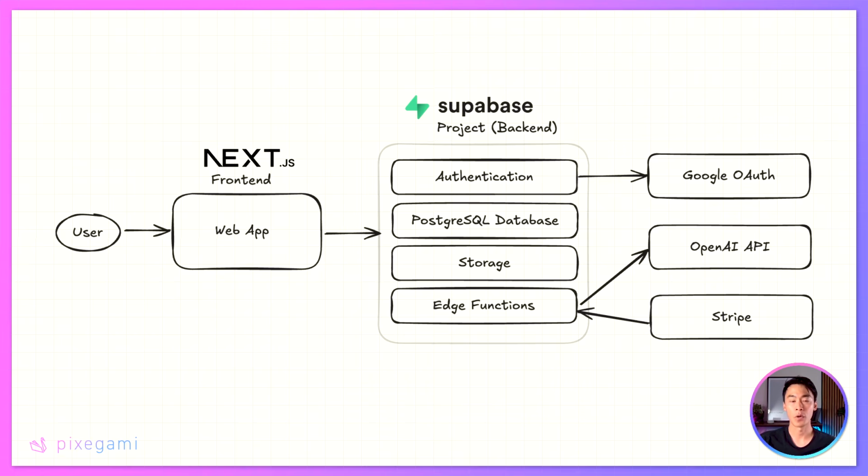On top of that, we will also need a couple of third-party services to round out our feature set. We will need a Google Cloud account if we want users to be able to sign in with Google. For our backend feature, we can actually use any LLM here. And I'm just going to use OpenAI. And finally, we'll use Stripe for our payments system.